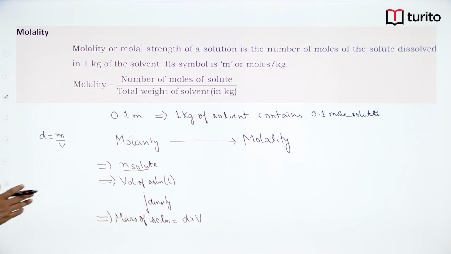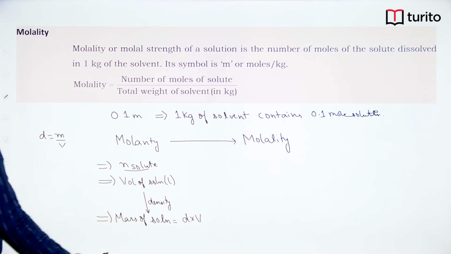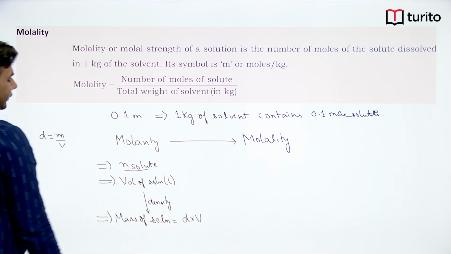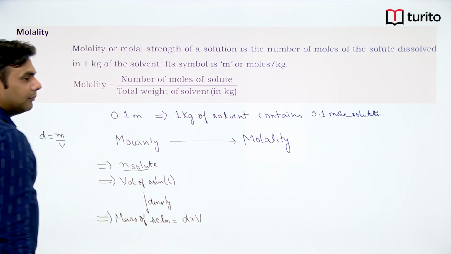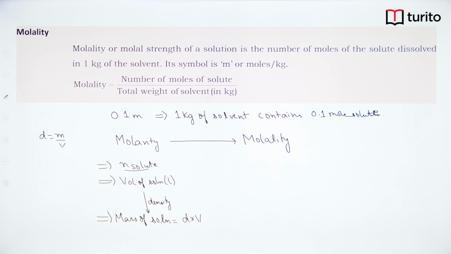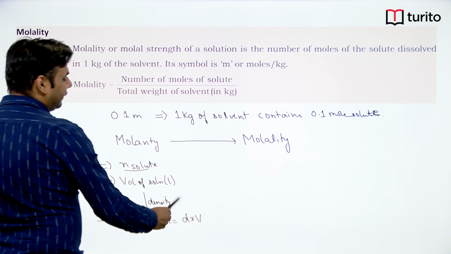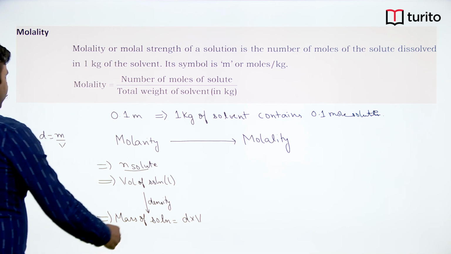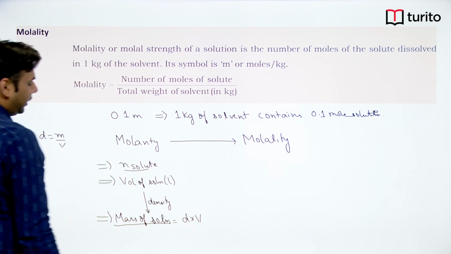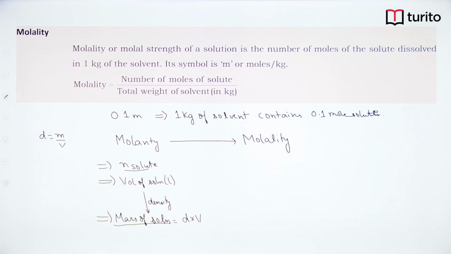Now we just have to check the units. If you want to get the mass of solution in grams, the density has to be in gram per ml and the volume has to be in ml. So if you have taken the volume in liters, you have to convert it into ml. So you'll get the mass of solution, and this will be in grams.